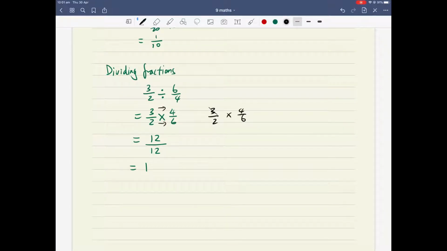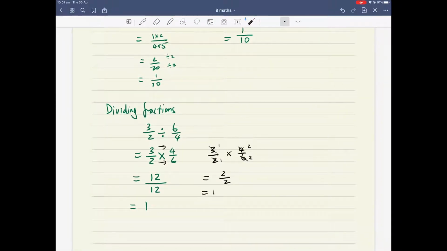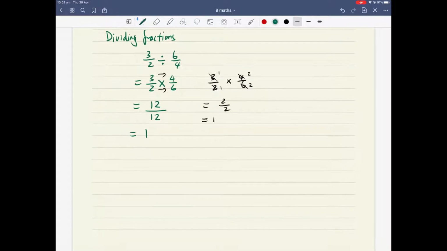Or alternatively, if you had 3 over 2 times 4 over 6, you'll recognize that 3 and 6 divide by 3, so 1 and 2, and then 4 and 2 divide by 2, so that's 2 and 1, and then you're left with 2 over 2, which is 1. You still get the same answer. So in any case, the key thing for dividing fractions is you turn the divide into a multiply and then you flip the second guy.